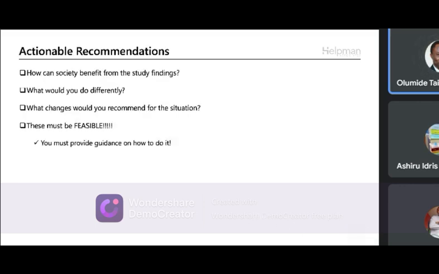Then in recommendations now, this is where we need to see how we benefit from this, how society can benefit from your study. So in your recommendations, what will you do? What will you do differently? For you to say this, please listen to this.